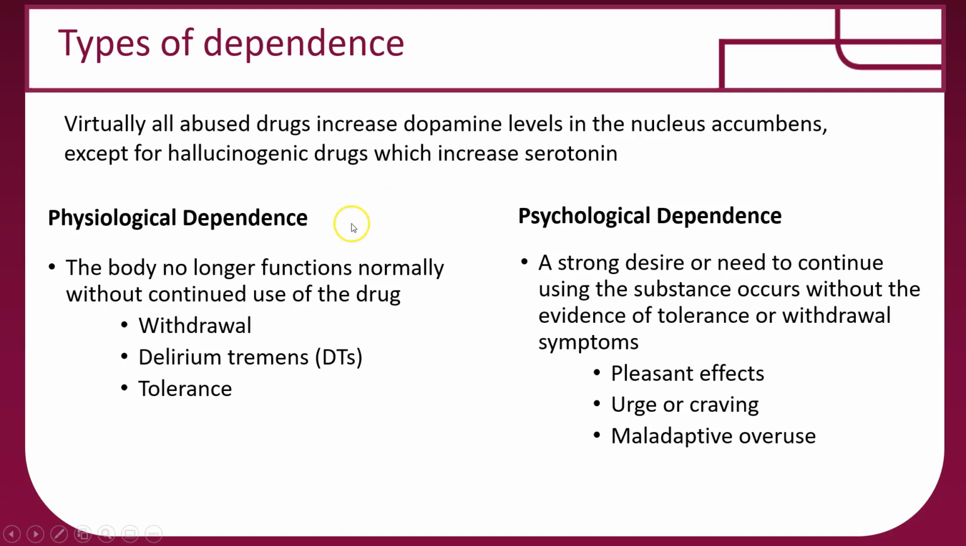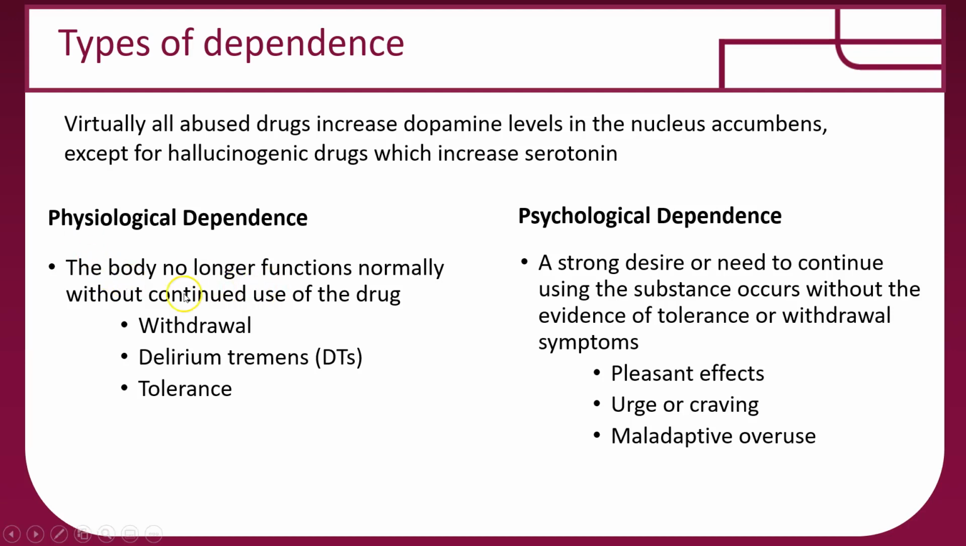And we see two different types, as I said, of dependence. I'm going to go here to the psychological dependence. This is a strong desire or need to continue using the substance without any evidence of tolerance or withdrawal, which I'll go to next. They just feel a strong need to use the drug no matter what. No matter if their friends are telling them they shouldn't do it, if their parents have kicked them out of the house, if they've lost their job, if their grades are declining, they still feel the need to use the drug.